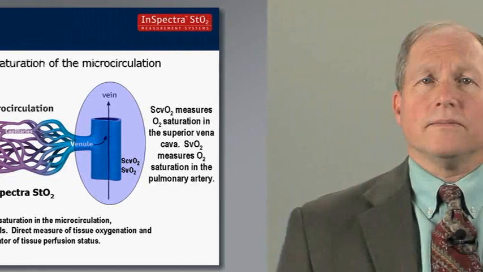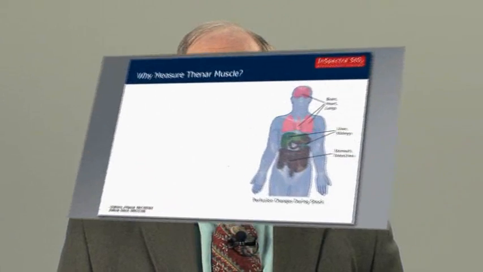Now, there are metabolic markers of tissue perfusion status, such as lactate and base deficit, but these are intermittent and require blood samples, and they're not real-time measures of tissue perfusion because they take time to accumulate and clear from the blood. In contrast, StO2 offers the advantage of being continuous, real-time, and non-invasive.